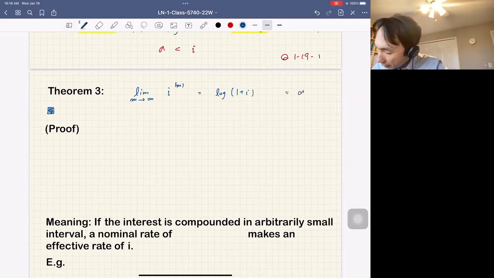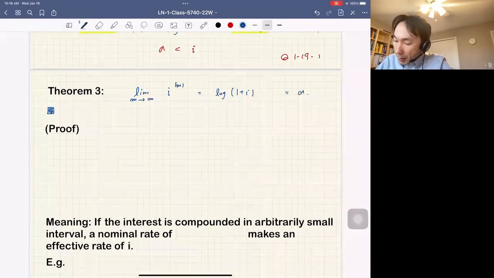That is delta. Remember that this i superscript m means the nominal rate is i, but it compounds m times a year. For example, what does i^(12) = 0.12 mean? It means the nominal rate is 12%, but it compounds monthly. So every month we have 1% interest, and 1% times 12 is 12%. The nominal rate is 12%, but the 1% compounds every month. So the effective rate is higher than 12%, maybe 13%.